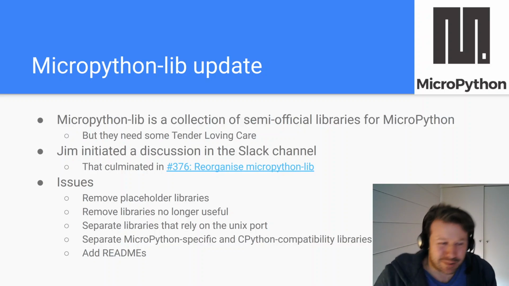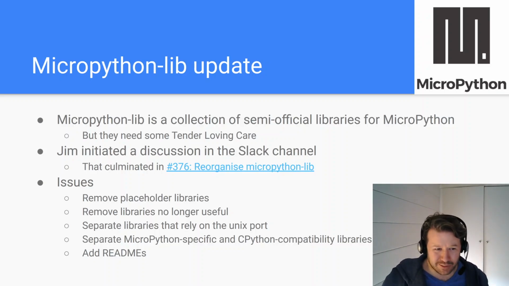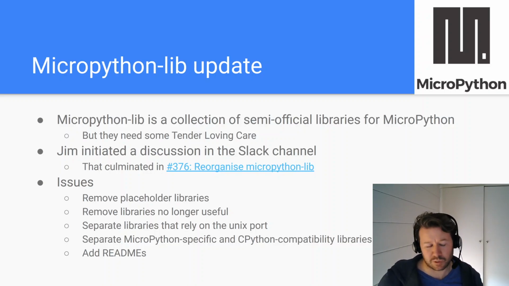Alright, moving right along. So micropython-lib, for those that don't know, is a collection of, I guess, official libraries for MicroPython. It's run under the MicroPython GitHub account. But they do need some TLC. They've been a little bit unloved over the years. So Jim started a discussion on the Slack channel, which culminated in issue 376 to reorganise micropython-lib. This is to get rid of a lot of the cruft. There's a bunch of stuff in there that's just placeholder libraries that were intended to be built but weren't, or stuff that's no longer useful.